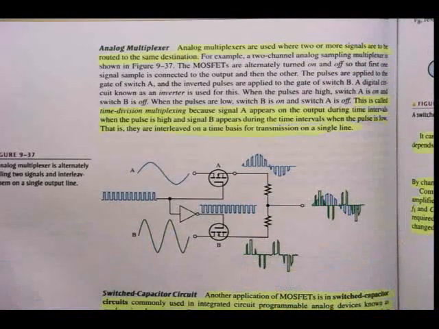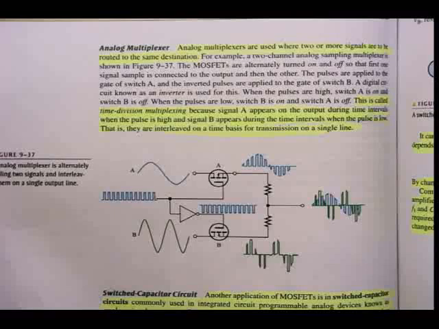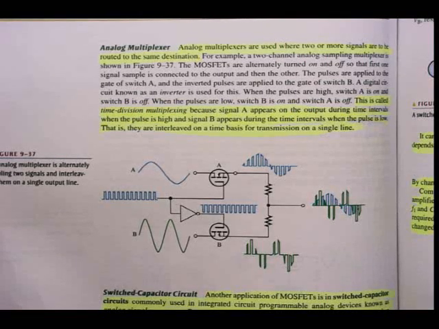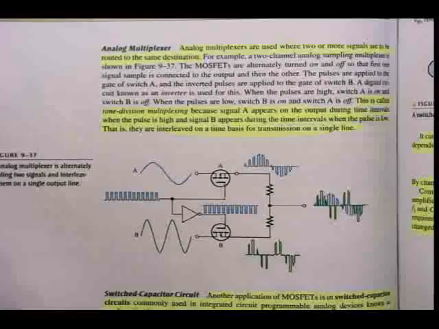One example. So for example, a 2-channel analog sampling multiplexer is shown in figure 937. The MOSFETs are alternatively turned on and off so that the first signal sample is connected to the output and then the other. The pulses are applied to the gate of switch A and the inverted pulses are applied to the gate of switch B. A digital circuit known as an inverter is used for this. When the pulses are high, switch A is on and switch B is off because of the inverter. And when the pulses are low, switch B is on and switch A is off.